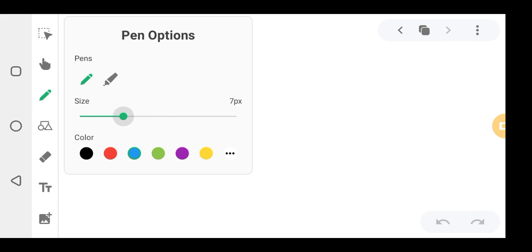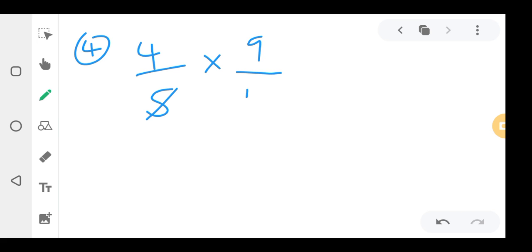Question 4, guys. What do you have with question 4? They can give you, let's say, 4 over 8 times 9 over 12. So what do you do? I'll say 4 over 8 times 9 over 12.